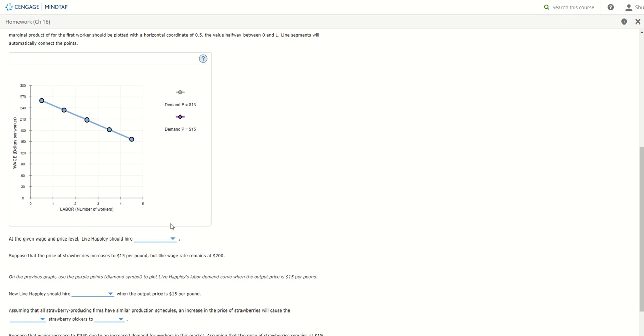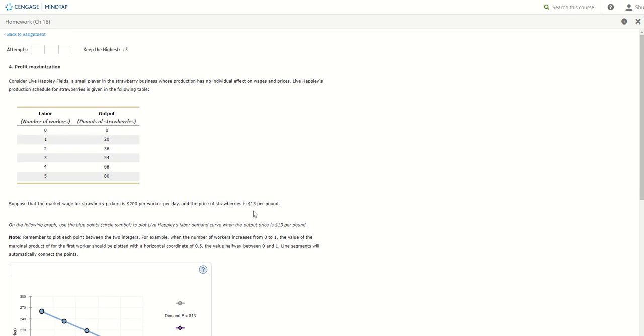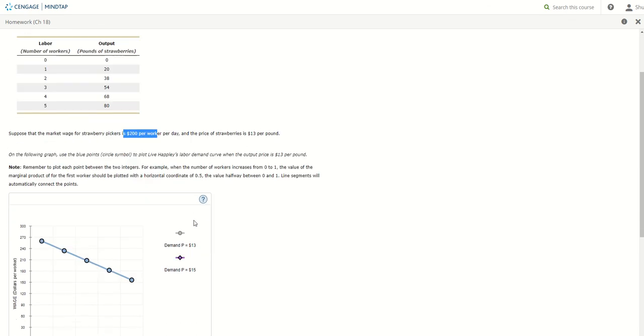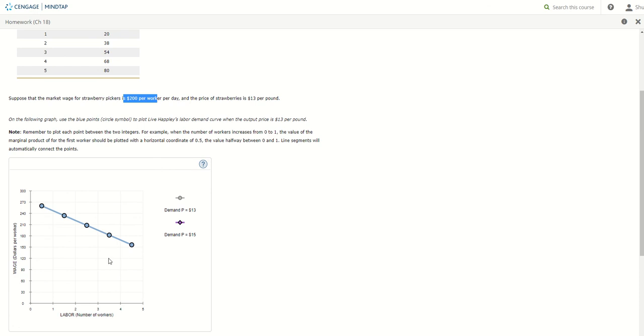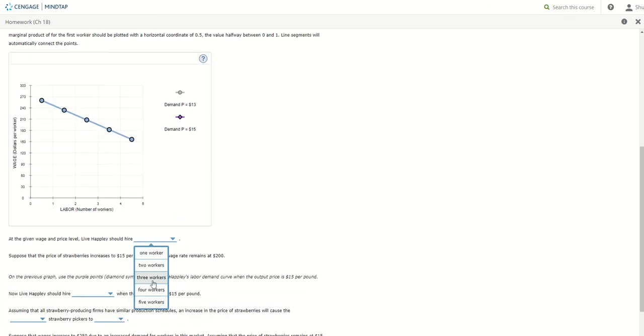At the given wage and price level, Live Happily should hire how many workers? Our wage is $200 per person. As long as the VMPL is more than 200, we should hire the employee. If you imagine a line over here at 200, the first worker is above 200, so we'll hire the first worker. The second person is 234, that's also more than 200, so we'll hire the second worker. The third worker is at 208, so we'll hire the third person. But the fourth person only brings in 182, which is less than 200. So we're going to stop at three people. Hire three people.